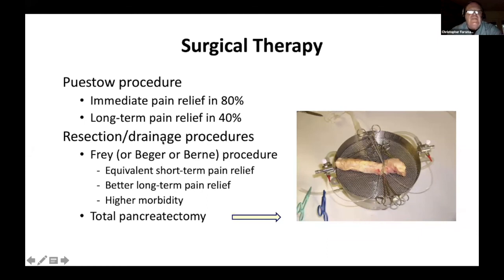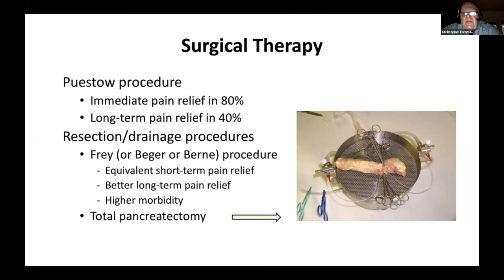And then we have these procedures that combine resection with drainage. I mentioned the Frey; there are others as well, which I just mentioned here. But these resection procedures are not done as commonly in the US because fewer surgeons are trained in them. They seem to do about the same immediately, but they have better long-term pain relief, but the price you pay is higher morbidity.